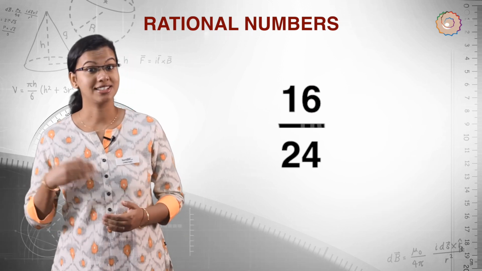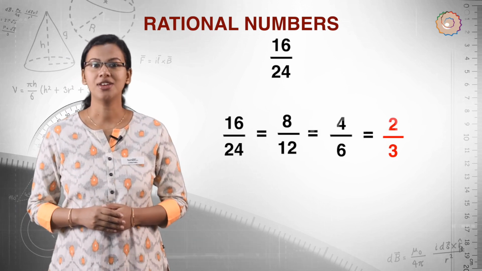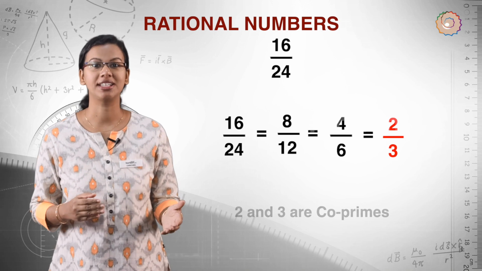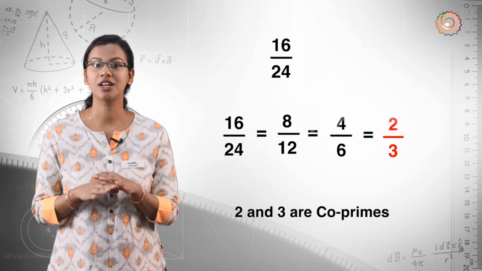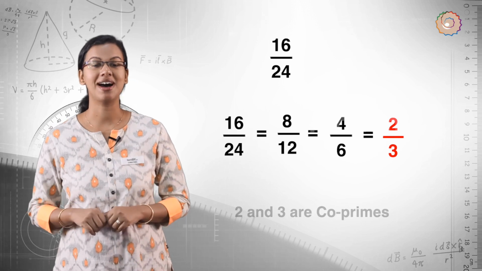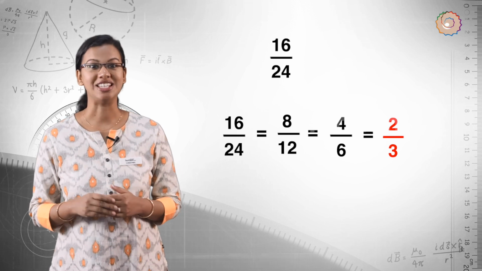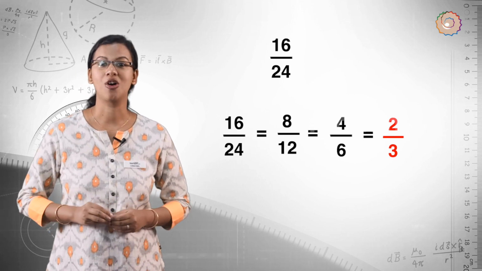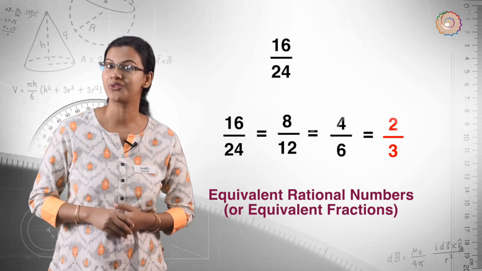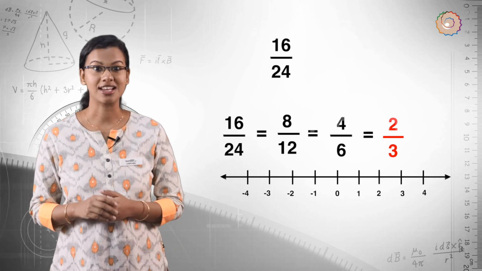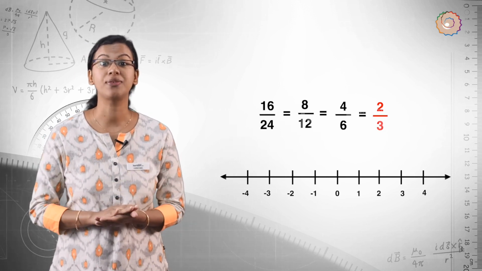Now let's see another example. Consider the number 16 by 24. If we simplify this, we get 2 by 3. That is, 2 and 3 are co-primes, meaning that there are no common factors between them other than 1. Since all these P by Q forms are equal to each other, they are called equivalent rational numbers or equivalent fractions. To locate a rational number on the number line, it must be in its simplified form.